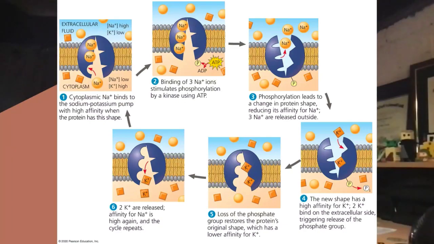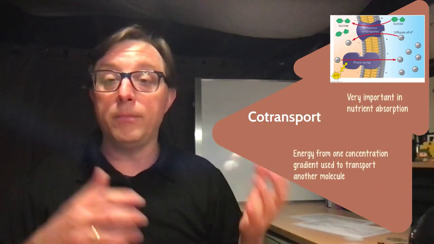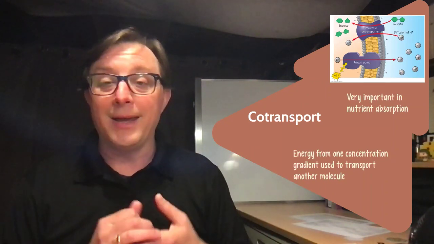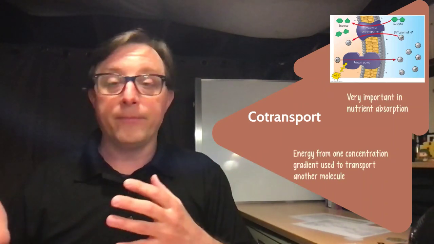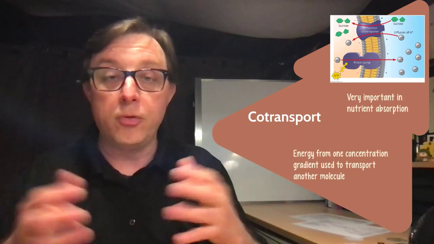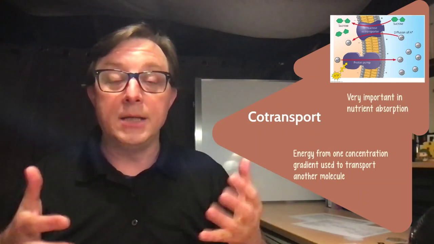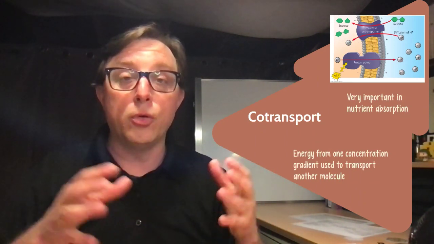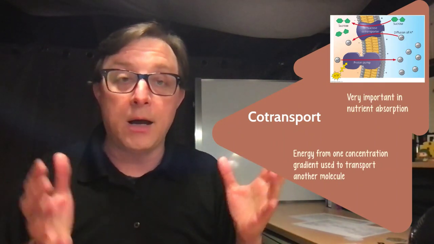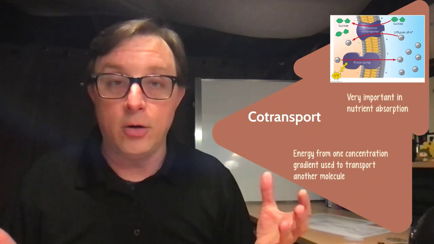So let's talk about a few different types of active transport that are important. First one here is called co-transport. Okay, and this is when there is a concentration gradient produced through active transport, and that gradient is then used to transport something else. Okay, and this kind of introduces this concept of a concentration gradient having energy.